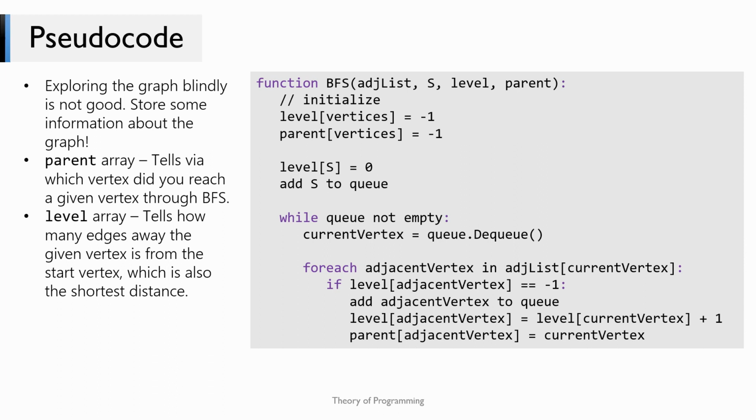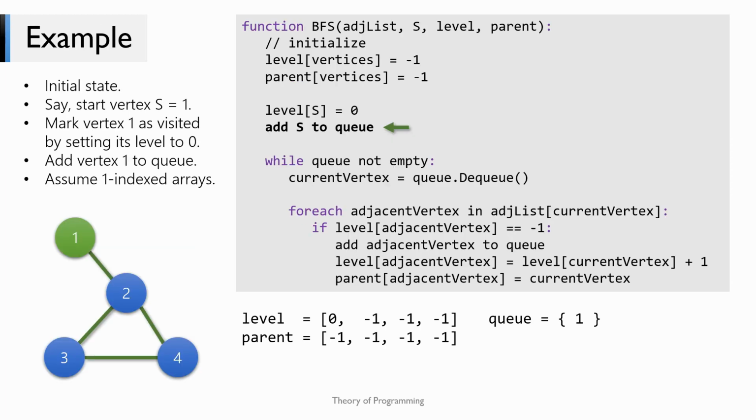So let's dry run this pseudocode with an example to understand it better. This is our initial state before the graph exploration begins. Again, let's say our start vertex is 1. Level and parent arrays both are as long as the number of vertices in the graph. So you'll have one entry in level and parent array for each vertex in the graph. We will initialize our level and parent arrays to -1.